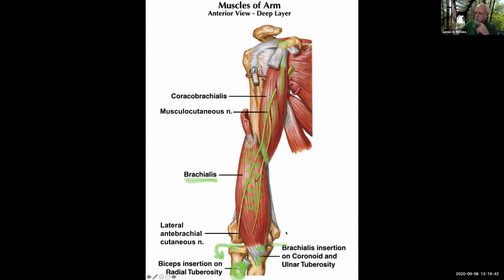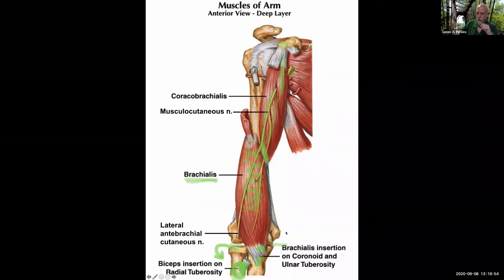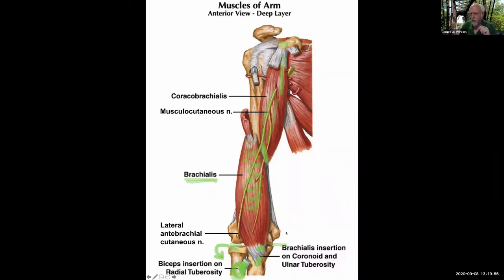So when people go to the gym and they do curls and they say, oh, I'm working out my biceps, it's like, okay, yeah, you are working out your biceps, but you're actually working out your brachialis even more. They just don't realize that there's a brachialis muscle hiding deep to the biceps.